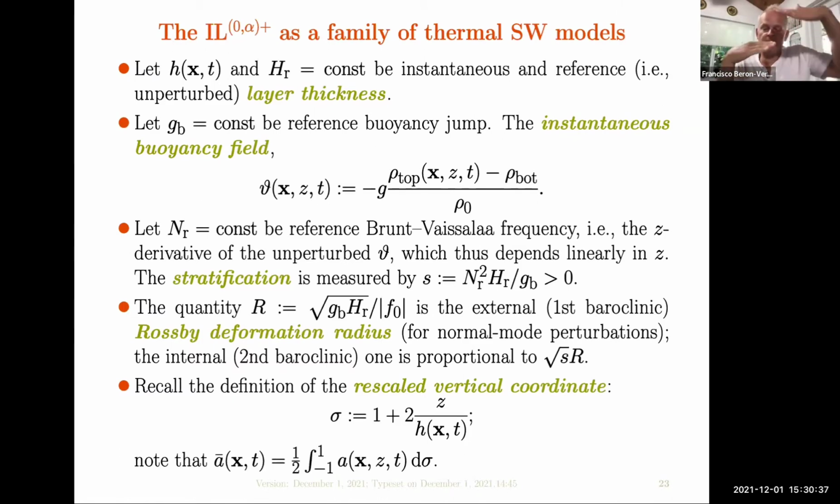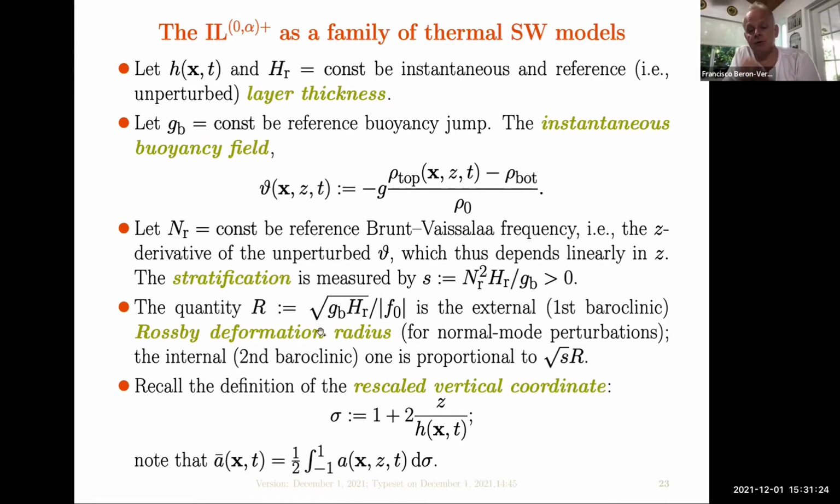We are thinking of a fluid layer that floats on top of a very large, very thick fluid layer that is quiescent. So I'm thinking of the upper ocean. H is the thickness of the layer. H_R is going to be a reference layer thickness. Then we have the buoyancy. It's an important quantity. It's the difference between the density in the layer and the density below. The reference buoyancy is just the buoyancy jump in the reference state. We have a Brunt-Väisälä frequency, which in the reference state we assume to be constant. We can measure the stratification by this quantity here.